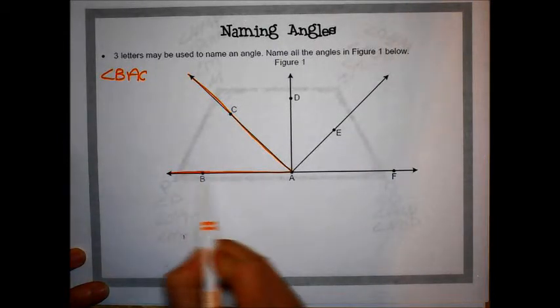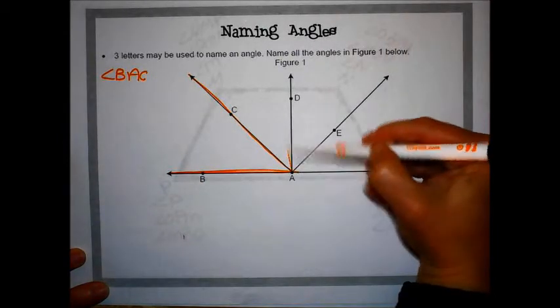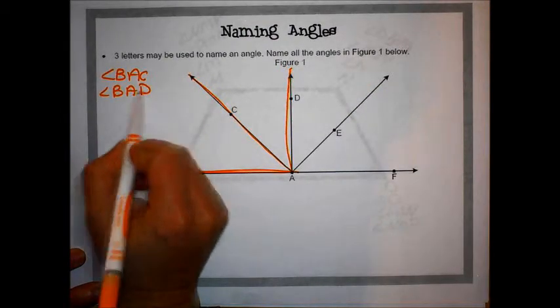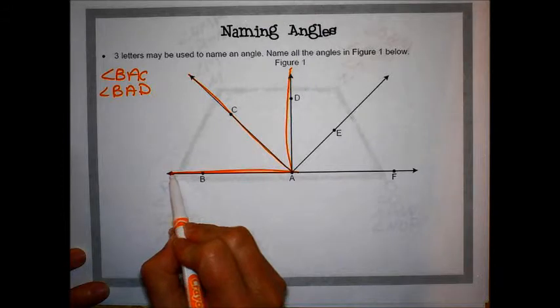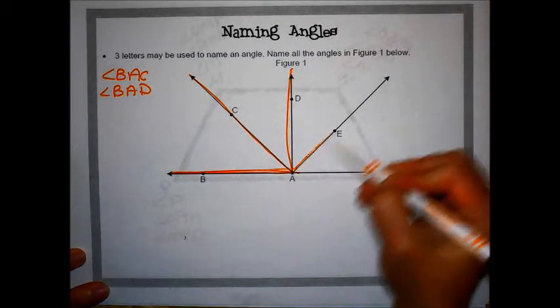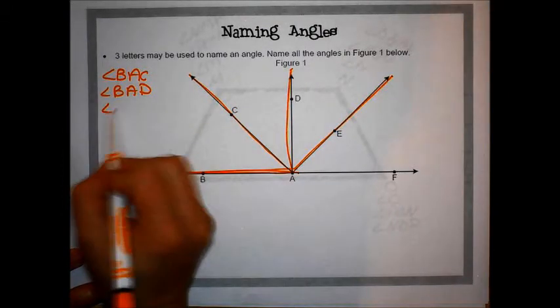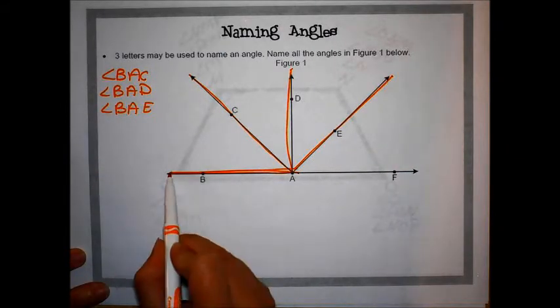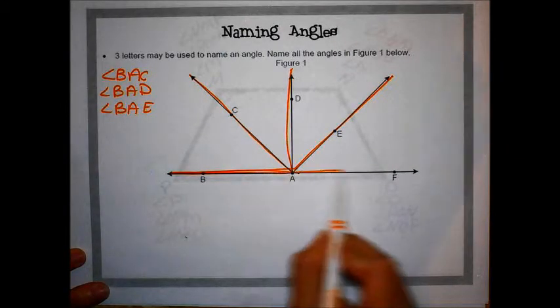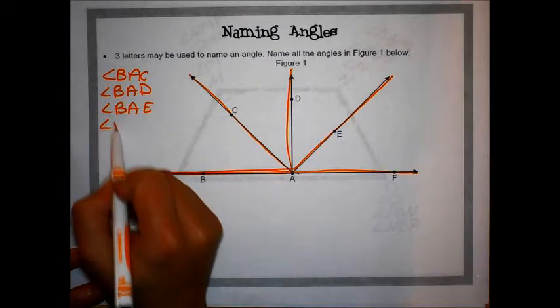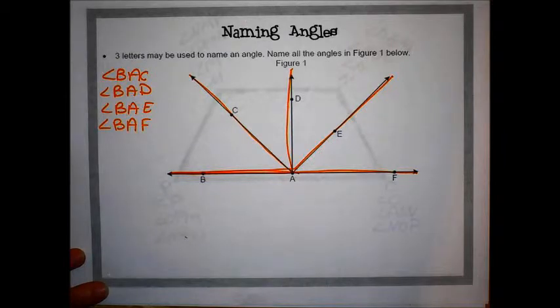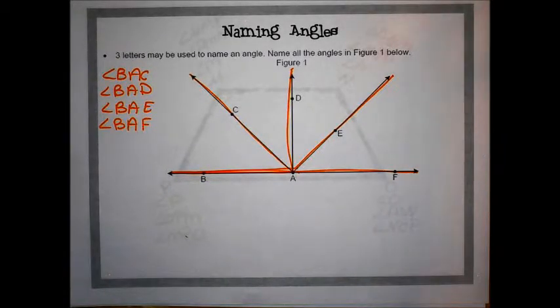Then I have angle BAD, it's a right angle. Then I have angle BAE. Then I have a straight angle, angle BAF. Now you might think we're done, but we're not. So let's see if we can find some other angles.